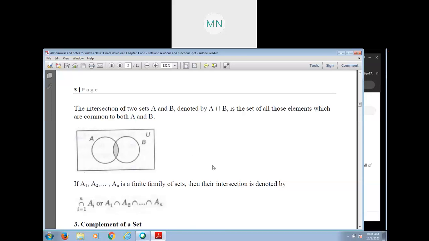Okay. Suppose A is 1, 2, 3, and B is only 2. Then A intersection B is what? Yeah, 2.